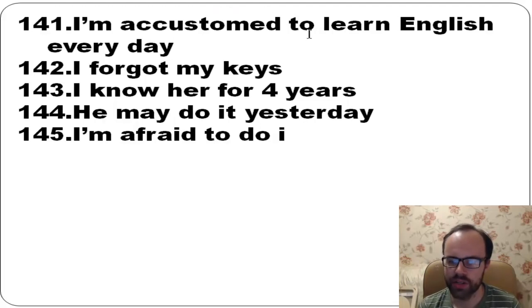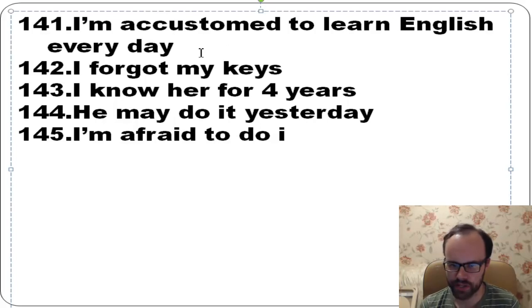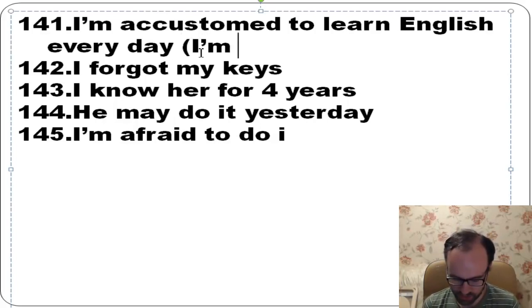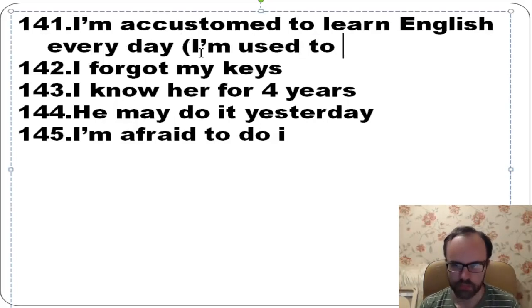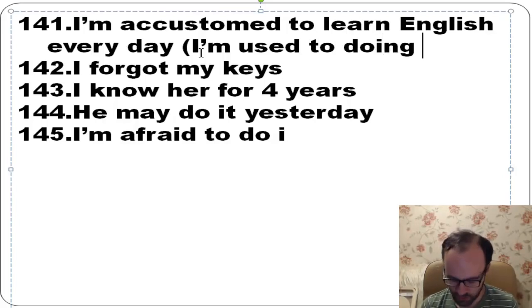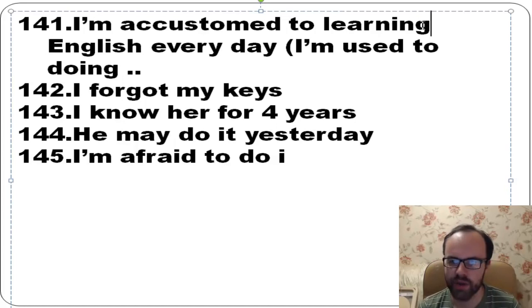I'm accustomed to learn English every day. So, what is accustomed? It means I'm used to. But you know this actually, used to doing. I'm used to doing. And accustomed means the same. And we need to use ing. I'm accustomed to learning English every day. It means it's okay for me. It's normal. It's a normal thing. I learn English every day. It's okay. Maybe it was difficult for me in the beginning, but it's okay.